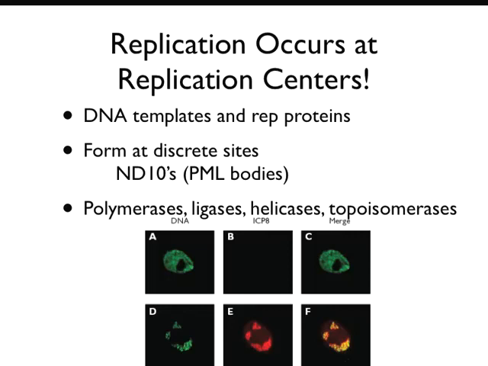Okay. Replication occurs where? In replication centers, of course. And these replication centers are present in the nucleus. So what you're looking at in this panel and this panel is the nucleus of a cell, stained for its DNA. So DNA templates and replication proteins associate at discrete sites within the nucleus that are called ND10s, for nuclear domain 10s. Why? Because there are about, on average, 10 of these inside the nucleus of a cell. And what happens is virus genomes assemble at these ND10s. And it's here that they initiate DNA replication and transcription as well.